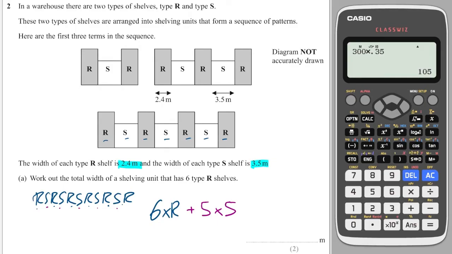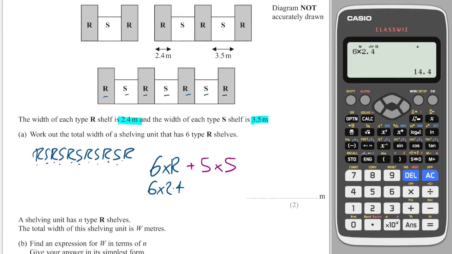So in this instance, R is 2.4, so we do 6 times 2.4, and that gives us 14.4. And then for S, we do 5 times 3.5, which is 17.5, and we just add the two together. And we get a total of 31.9.